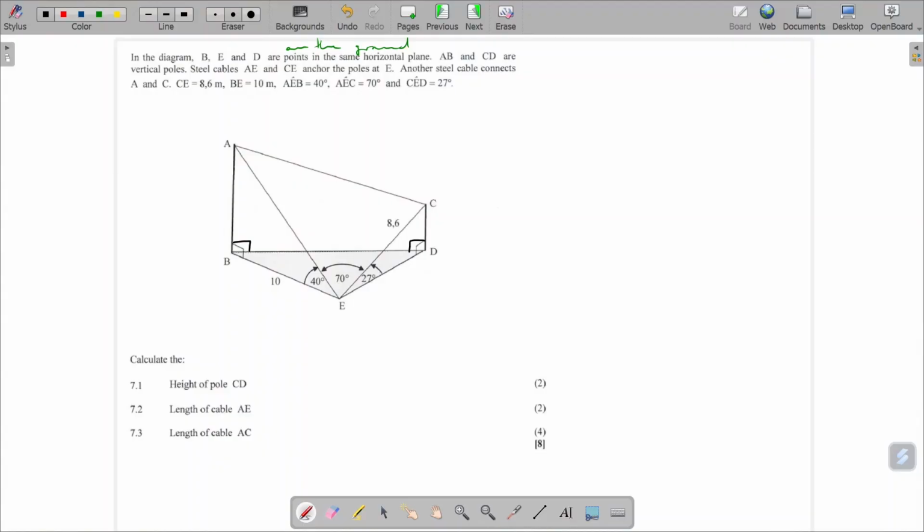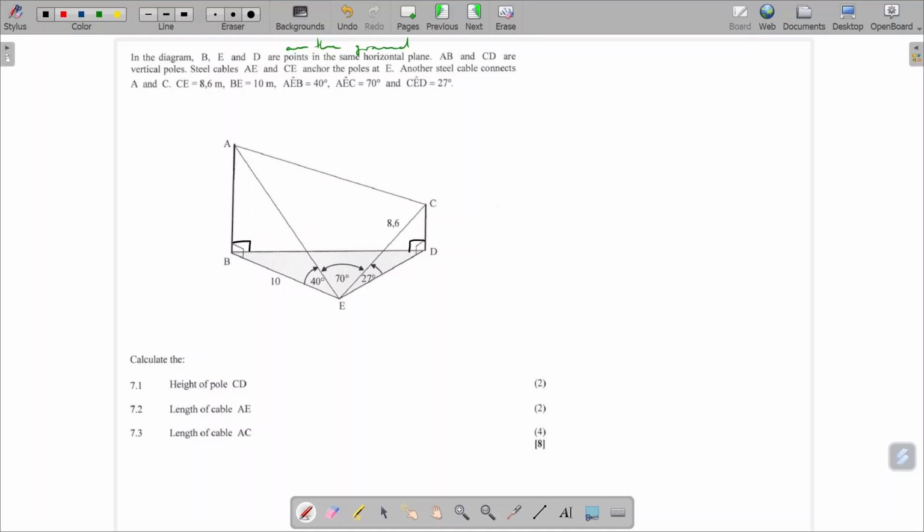Steel cables AE and CE anchor the poles. I can see those two cables and they come down to the same anchor point. Another steel cable connects A and C, the top of A to the top of C. They give you some lengths. Please be very careful with how you mark these lengths because it can be difficult to see which piece you mean. CE is 8.6, BE is 10, and AEB is 40, AEC is 70, and CED is 27.